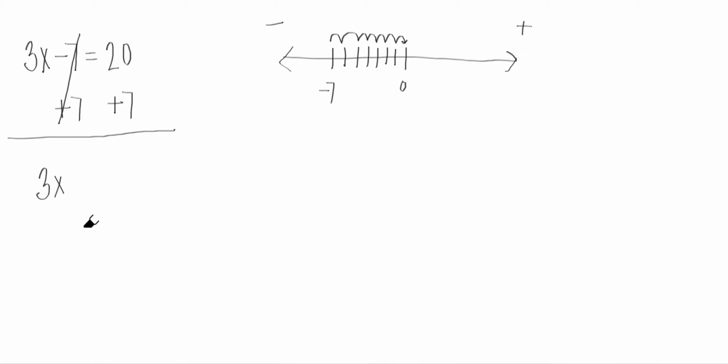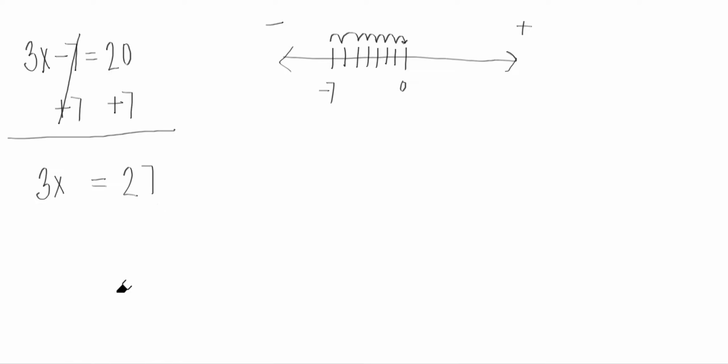So negative 7 plus 7 is 0. We're convinced of that, just looking at our number line. And so they cancel out. Negative 7 plus 7 is 0. And so all we have on the left side of the equation is 3x, and on the right side of the equation we have 27.